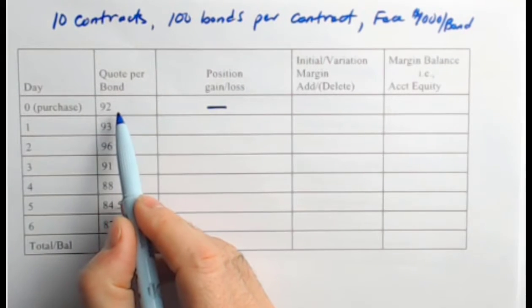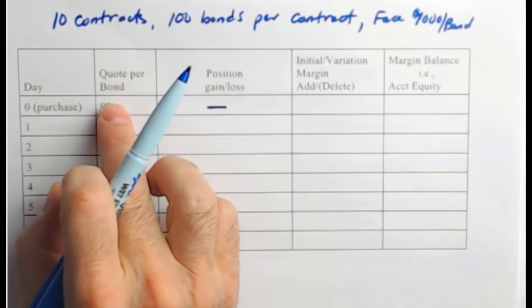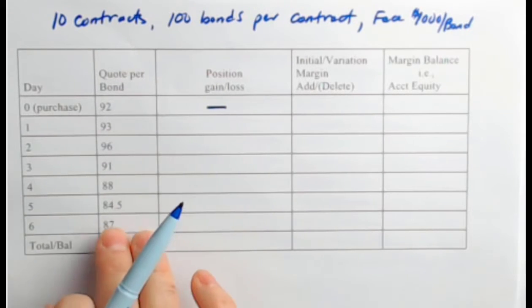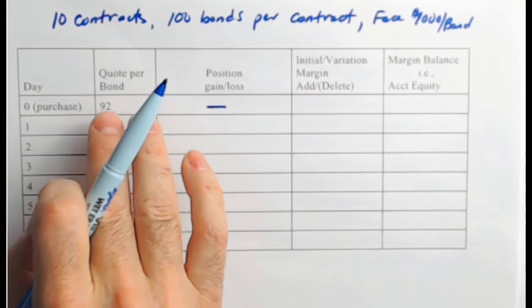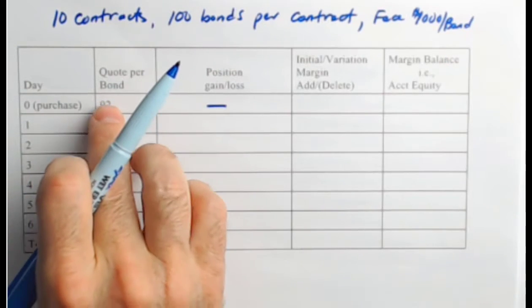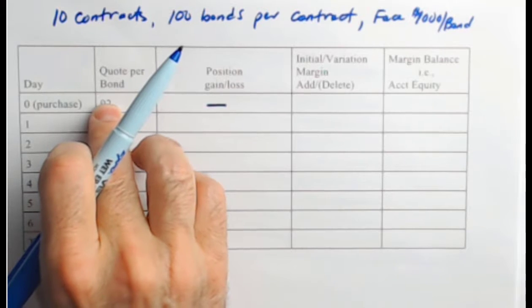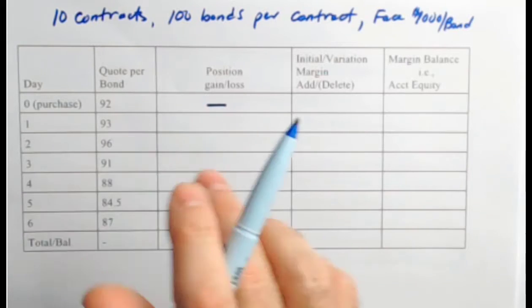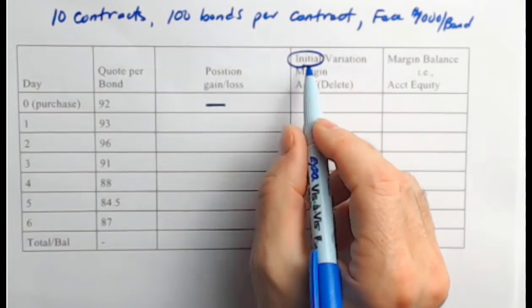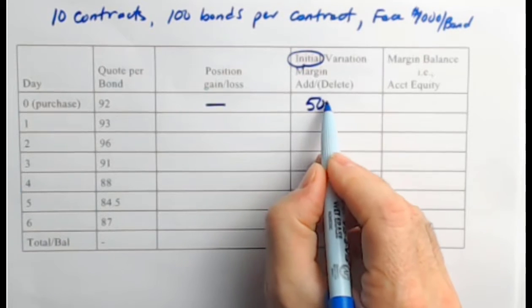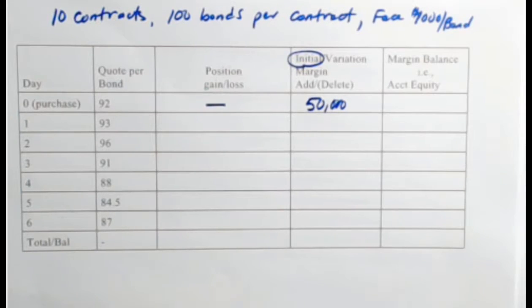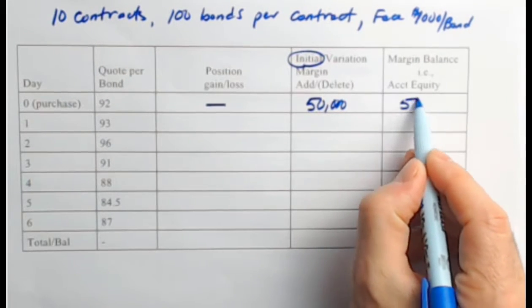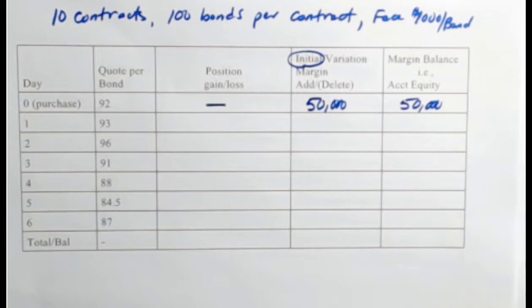And the price we pay is 92. Now remember, this is a futures contract. You don't actually pay this amount, so you have to be careful with my language here. The price that we enter in when we enter this contract is going to be 92. It's the futures price that we lock in. Now, there is initial margin of $50,000. That's because initial margin is $5,000 per contract times 10 contracts, $50,000. So the margin account, the equity that you have in this account, is $50,000.